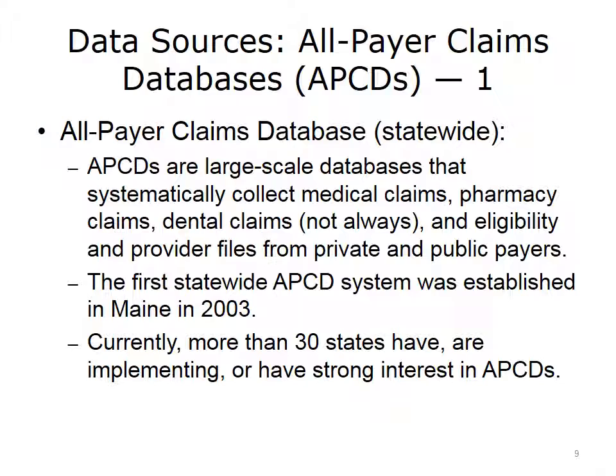The All-Payer Claims Databases, APCDs, are large-scale databases that systematically collect medical claims, pharmacy claims, dental claims, and eligibility and provider files from private and public payers. APCDs usually cover an entire state and often include commercial insurer claims only. The first statewide APCD system was established in Maine in 2003. Currently, more than 30 states have, are implementing, or have strong interest in APCDs.